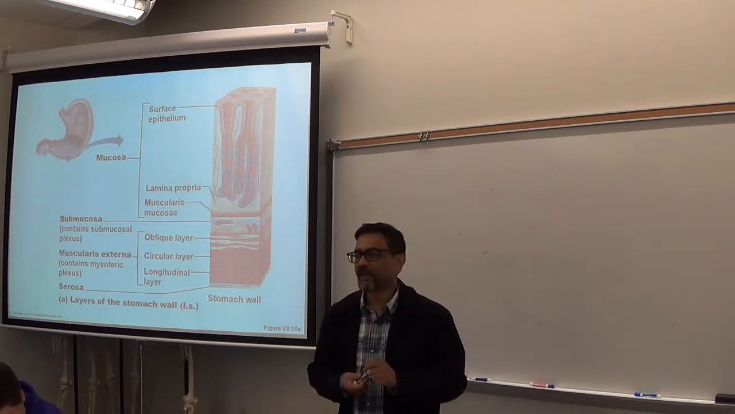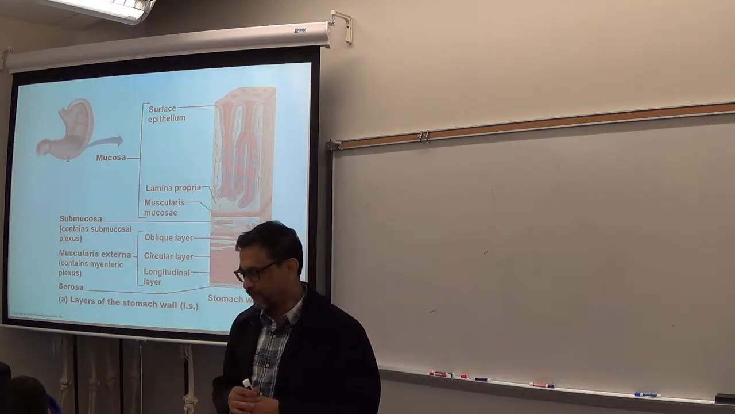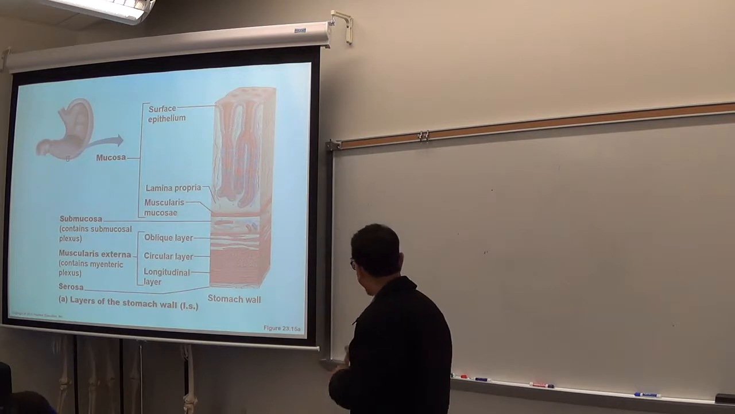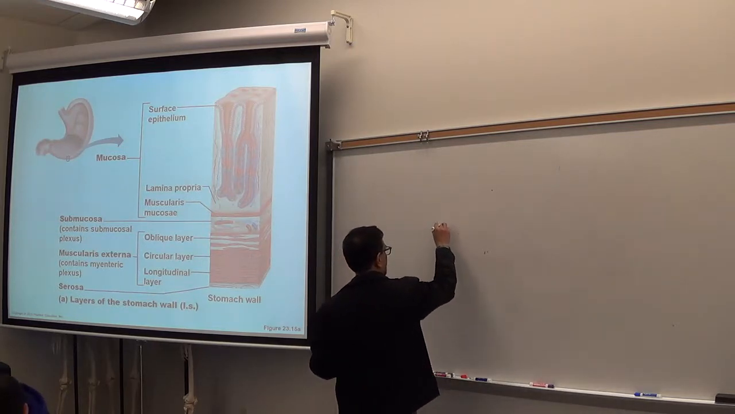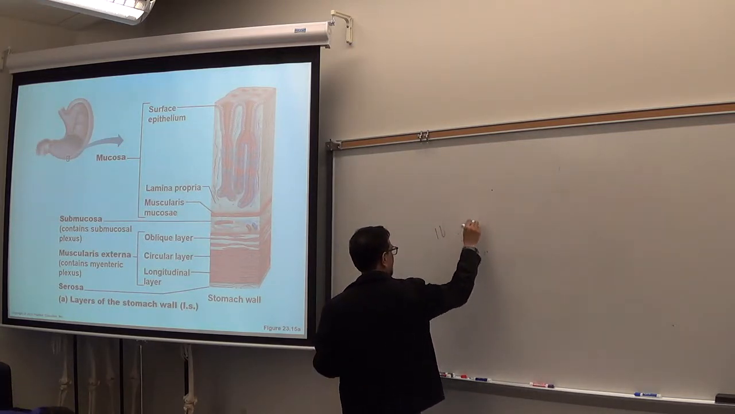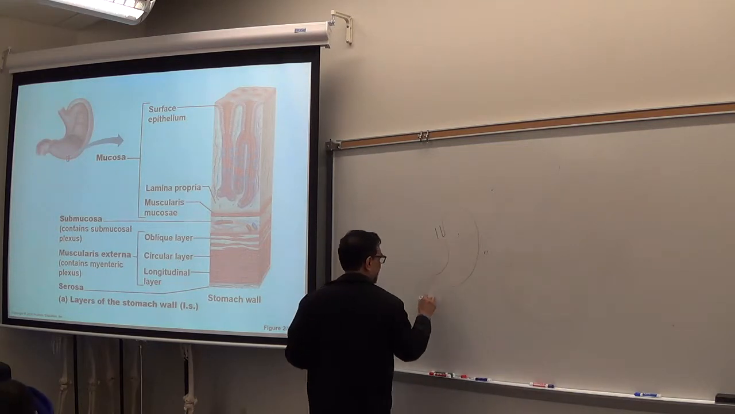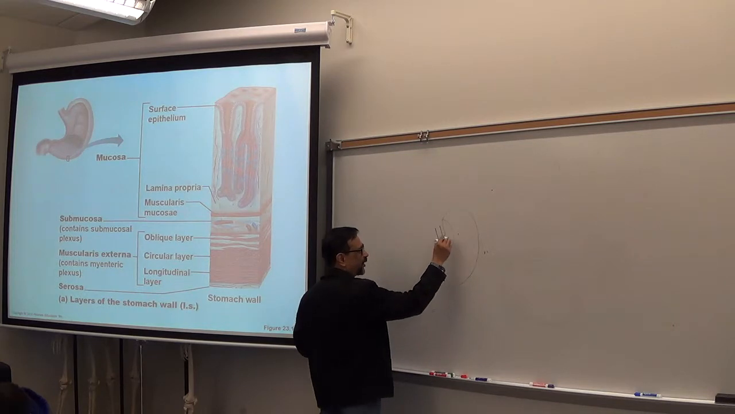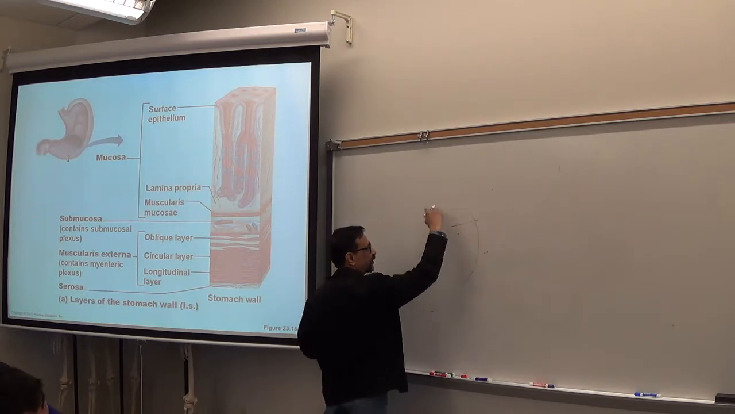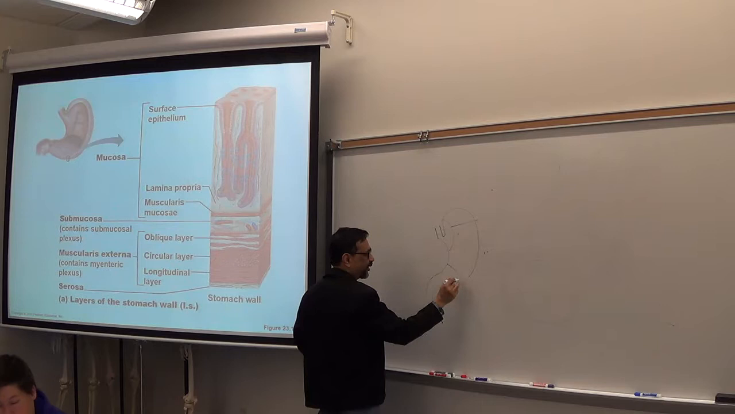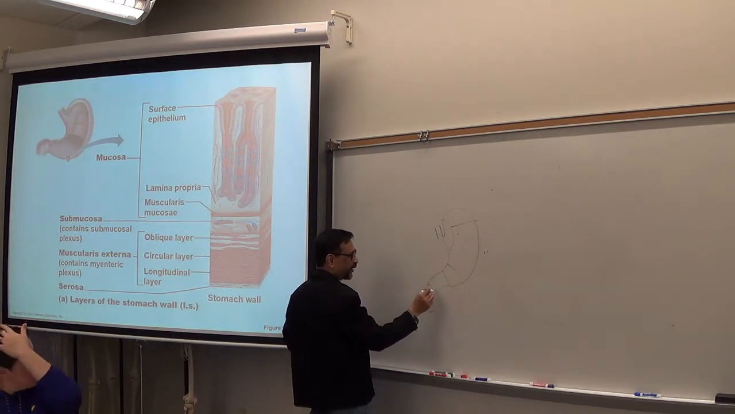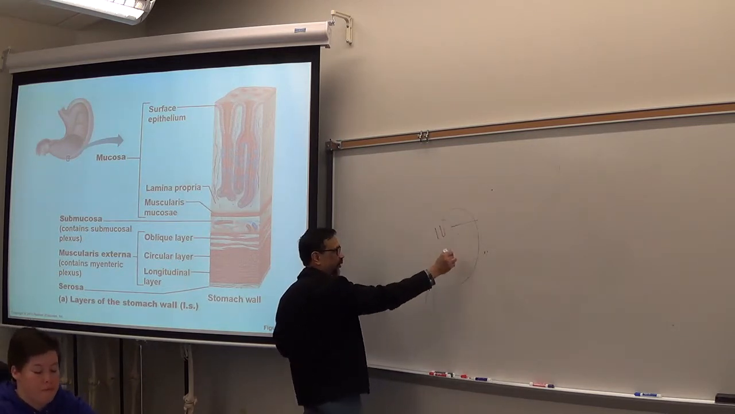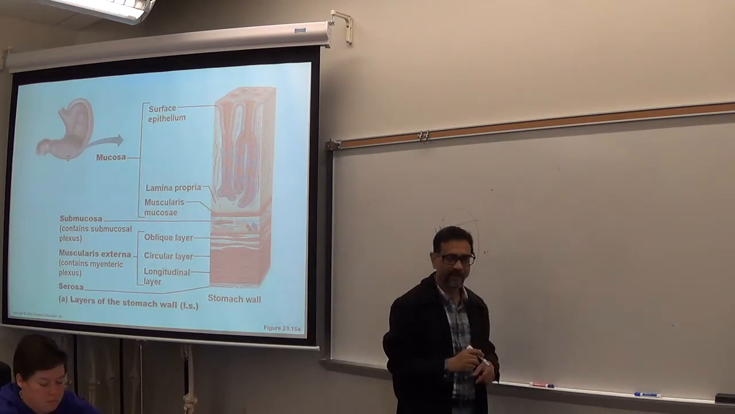We have seen the parts of a stomach, right? And the curvatures, greater and lesser curvatures. So this is cardia, this is fundus, dome-shaped part, this is body, pyloric antrum, pyloric canal, right? Then duodenum. We have talked about different parts of the stomach.